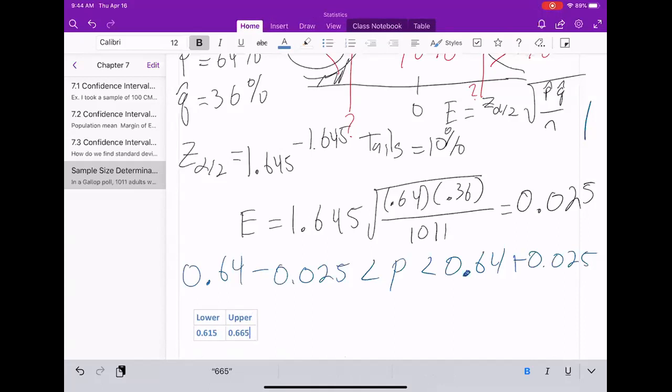I don't know what I'm doing wrong, but I'm not getting that 0.025. Probably the way I'm typing it into the calculator. If I'm typing my calculator, I want to hit 1.645 times, then find your square root symbol, 0.64 times 0.36 divided by 1011. And that should all be under the square root, and then just hit enter. Ah, now I got it. Thank you. You're welcome.